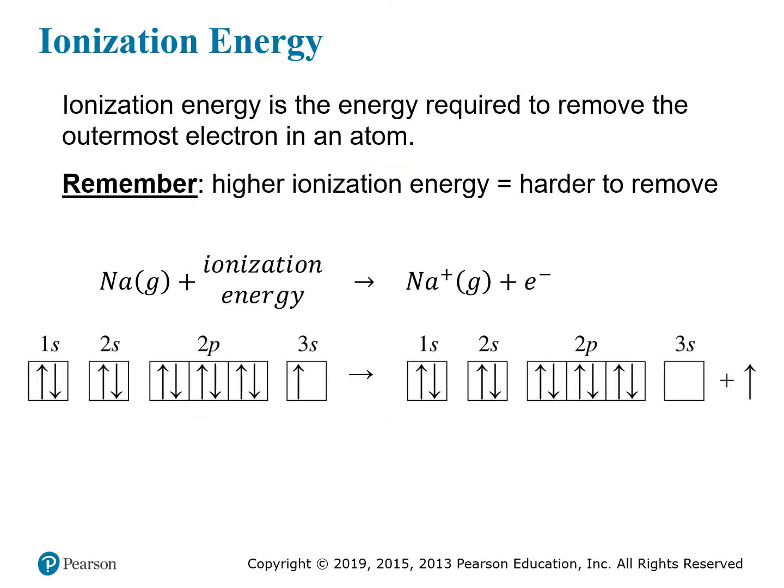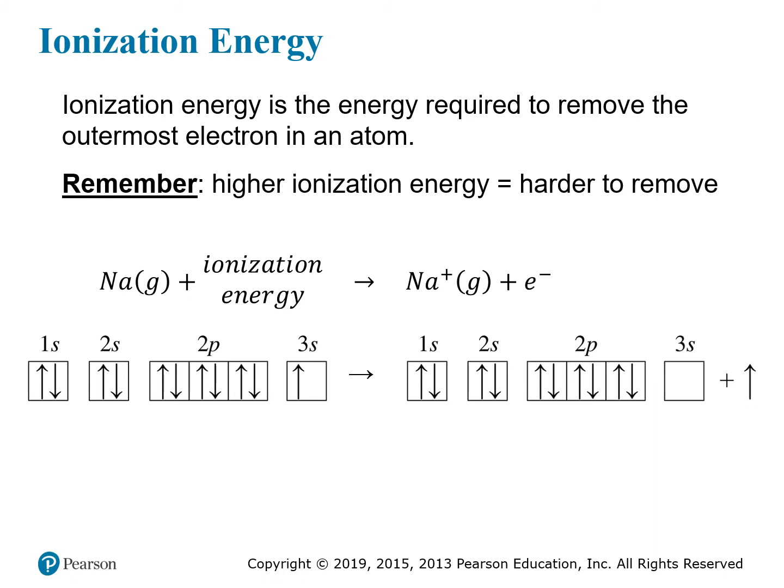Ionization energy is the next property that we want to look at in terms of the periodic table. Ionization energy is how much energy it takes to turn an atom into an ion. And you turn an atom into an ion typically by removing an electron. Okay? So it takes a certain amount of energy to pull an electron off of an atom.